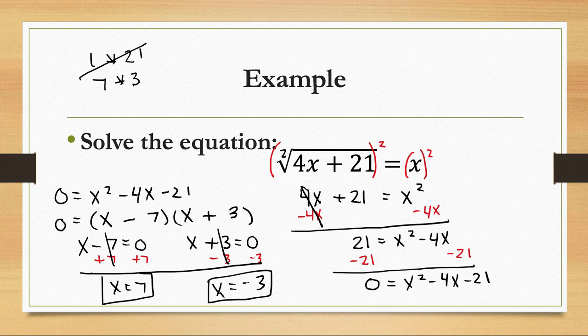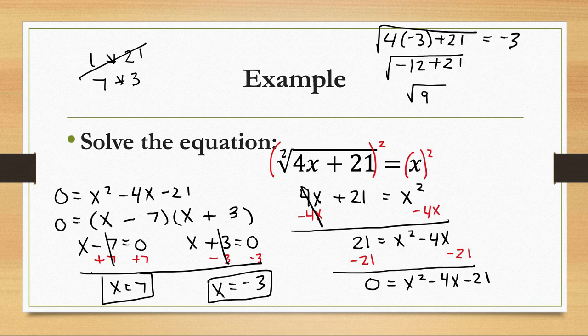All right, but let's look at the other one. If I take 4 and multiply by -3 and add 21 and put that underneath the square root, I want that to equal -3. So 4 times -3 is -12 plus 21. And so what do we end up getting there? All right, so that's going to give me the square root of +9.